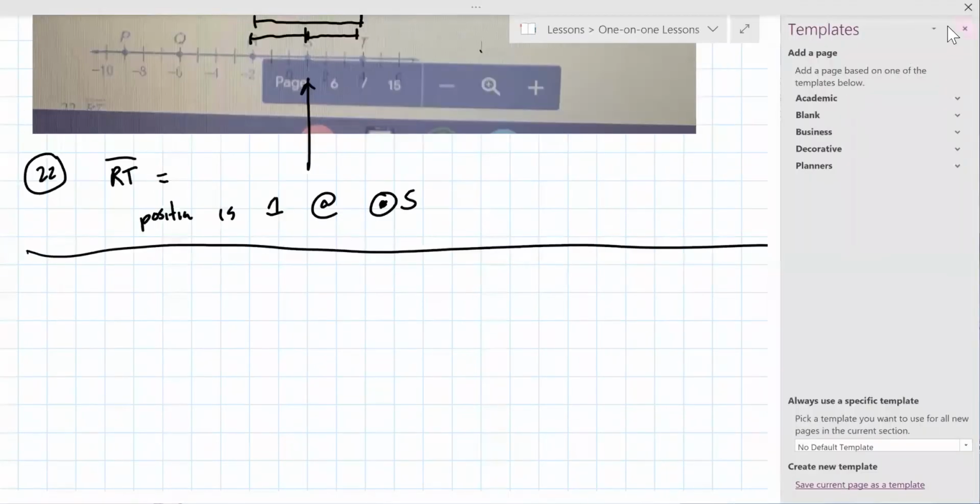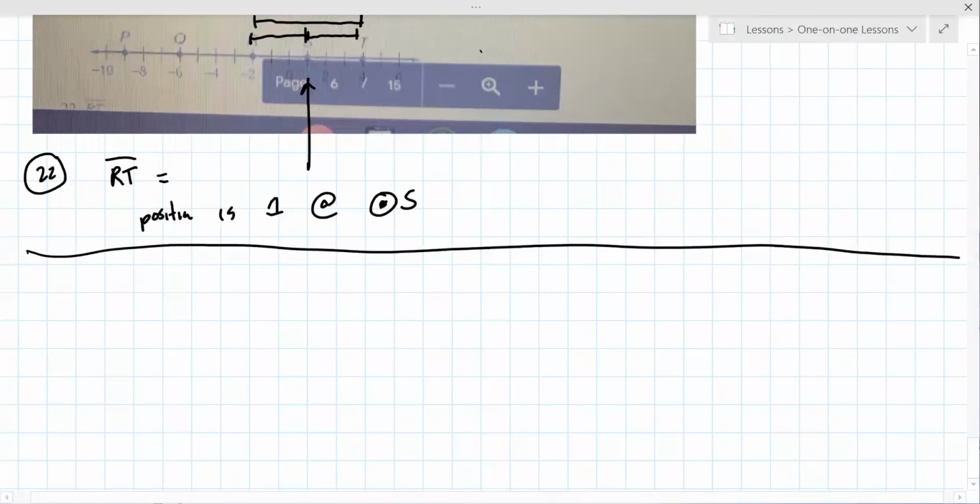Okay, they finished, so I just sent it. Okay, I will check that out here.